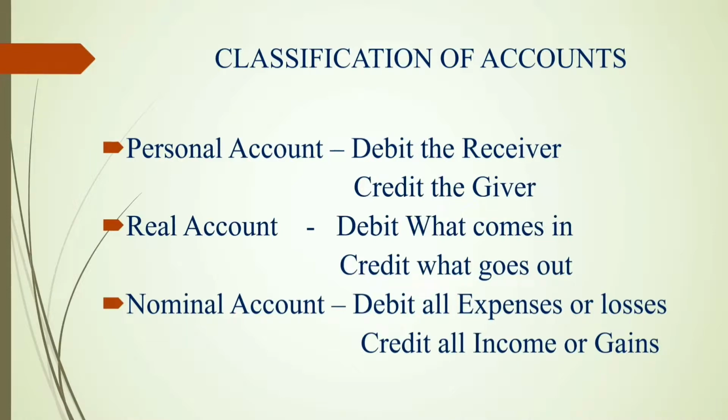Next, let's move on to the nominal account. It is a record of expenses or losses, or incomes or gains. An expense or loss is a sacrifice of benefit in exchange for a service used, and an income or gain is the benefit earned in exchange for a service rendered. Here is the golden rule for the nominal account: debit all expenses or losses, credit all incomes or gains. This rule states that whenever some benefit is sacrificed in exchange for a service used, its expense account is debited. On the other hand, whenever some benefit is earned in exchange for a service rendered, its income account is credited.